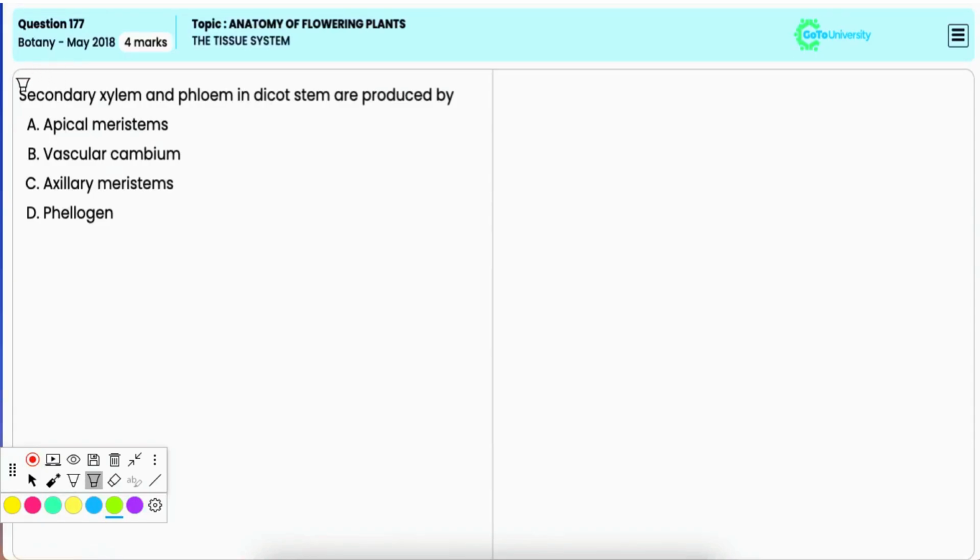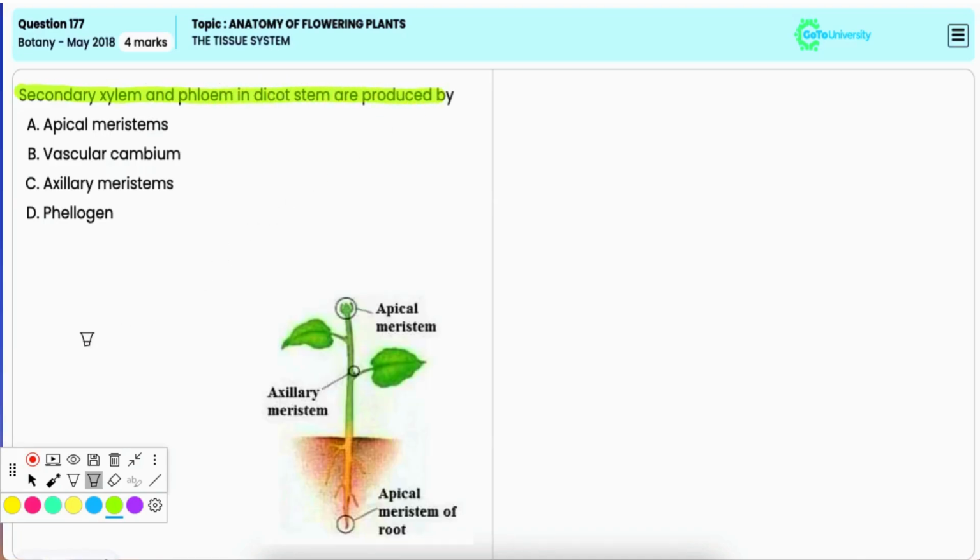In this question, you have to point out from where the secondary xylem and phloem in dicot stem are produced. Option A, apical meristems. It is incorrect because apical meristems, which are located at the tips of roots and shoots, are responsible for the primary growth, but they do not produce secondary xylem and phloem.